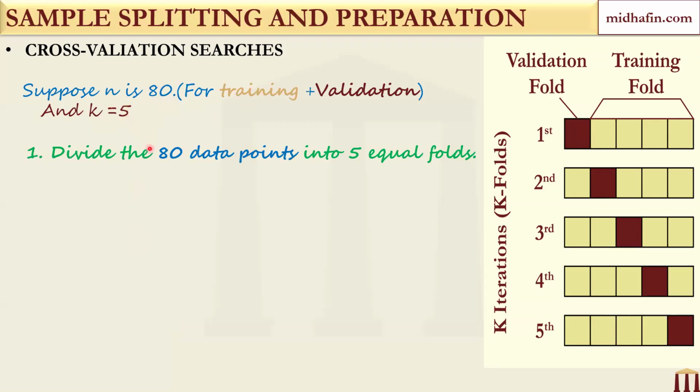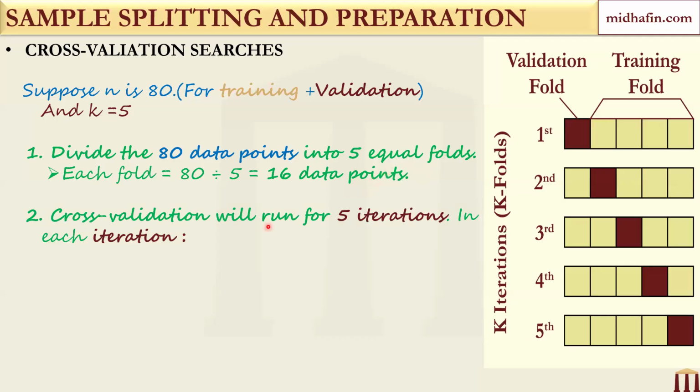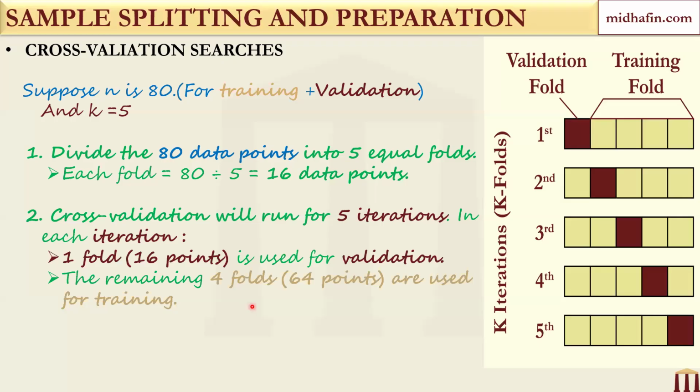So divide the 80 data points into 5 equal folds. So 5 equal folds means each of them has 16 data points. Okay. Now you perform 5 iterations. In each iteration, you use one fold of 16 points for validation, and the remaining 4 folds for training. So this is the idea.